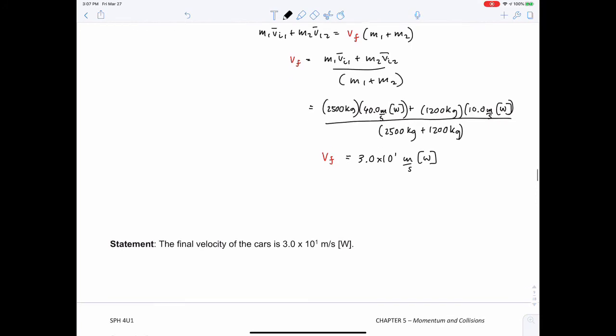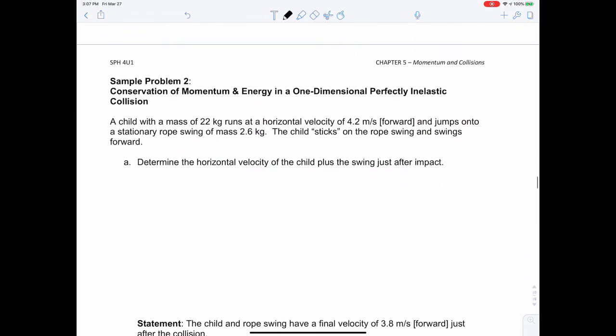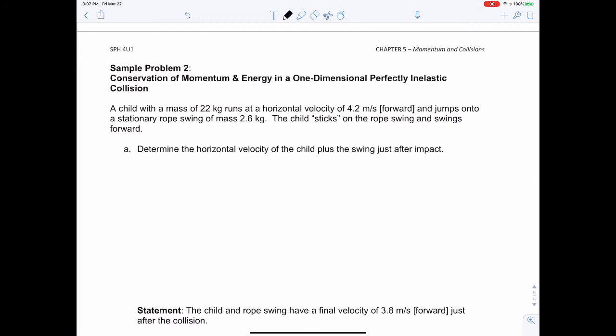Let's move on to sample problem number 2. We have a child with a mass of 22 kilograms, and this child runs at a horizontal velocity of 4.2 meters per second forward and jumps onto a stationary rope swing of mass 2.6 kilograms. The child sticks on the rope swing and swings forward. In part A, we want to determine the horizontal velocity of the child plus the swing just after impact.